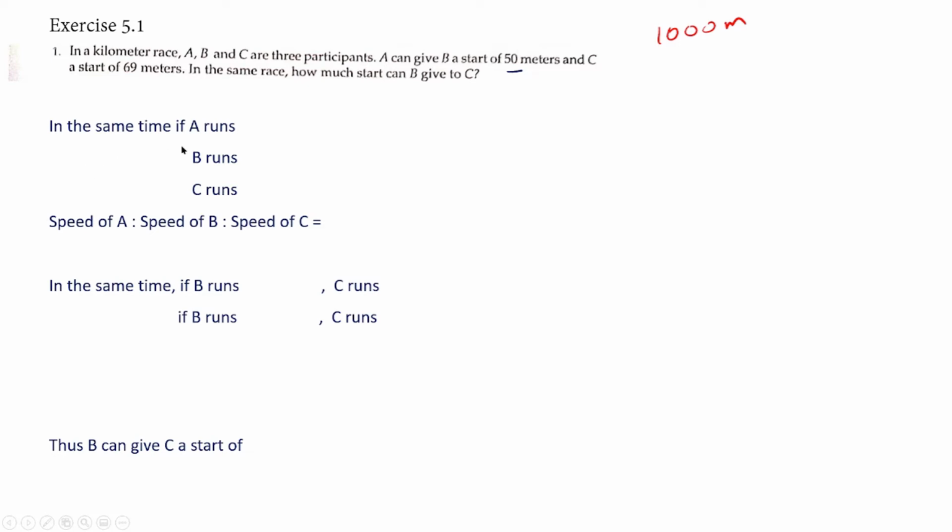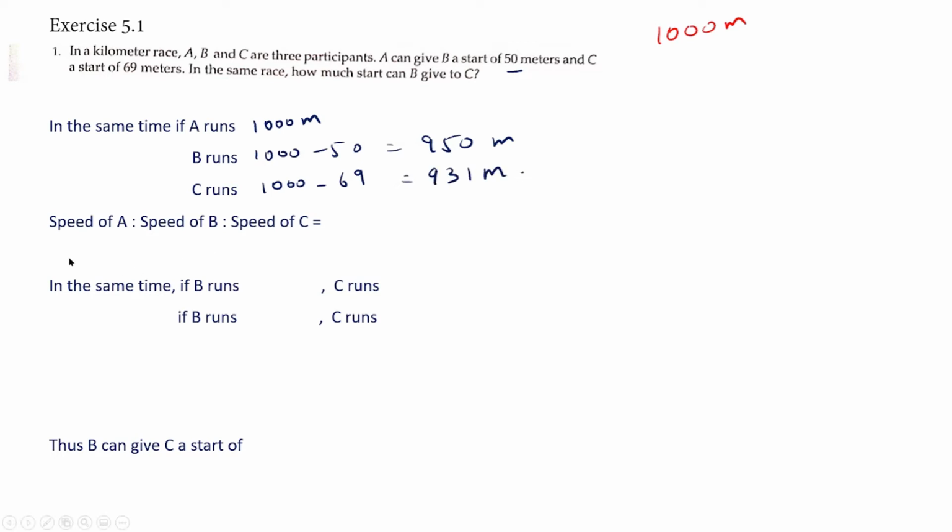So in the same time, if A runs 1000 meters, then B runs 1000 minus 50, which is 950 meters, because it is given A can give B a start of 50 meters and C a start of 69 meters. So if A runs 1000 meters, C runs 1000 minus 69 meters, which is 931 meters.